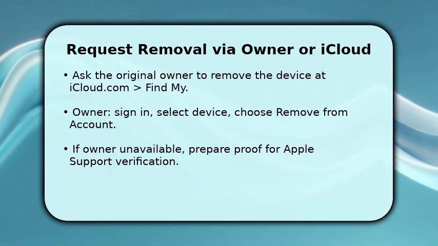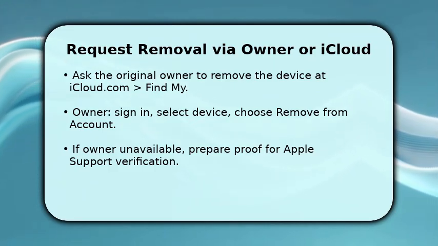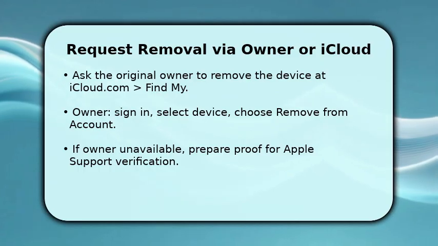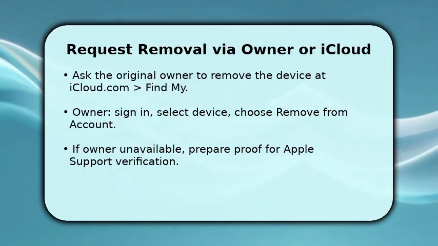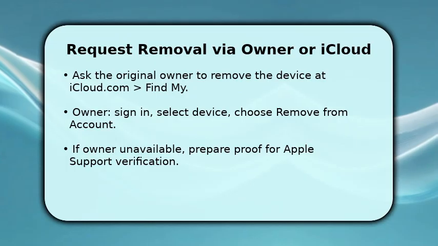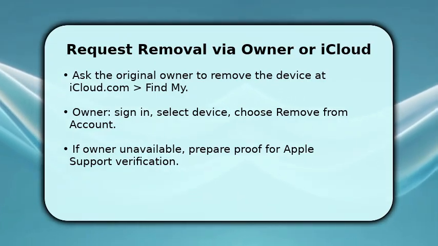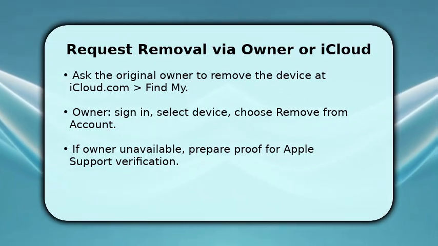If the owner can't do it, gather your proof of purchase and proof of identity so Apple support can verify ownership. Make sure to explain the chain of custody and provide timestamps. Thorough documentation speeds verification. Finish by contacting Apple support to request activation lock removal.